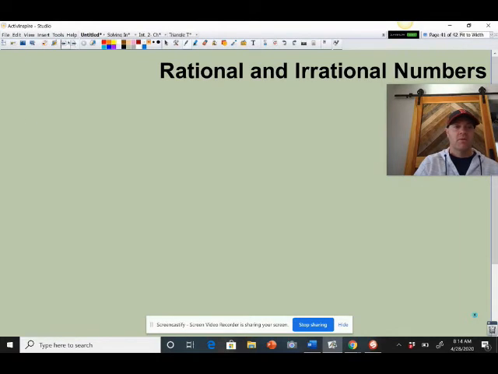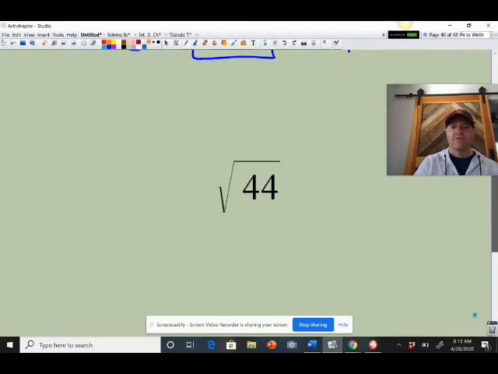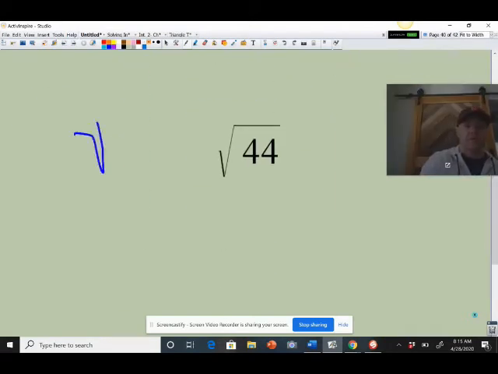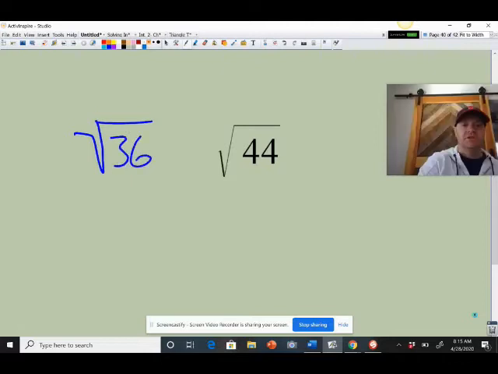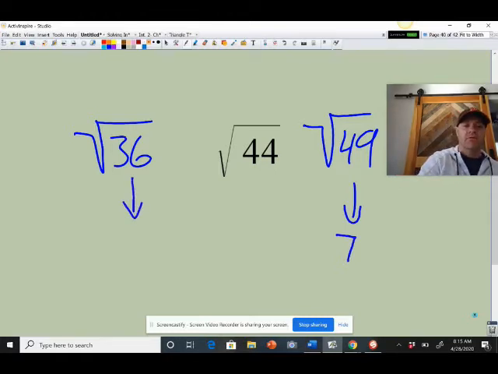So we're going to go to this square root of 44. And I'm going to take the square root of the one below, which is 36, and the square root of this one, which is 49. And I know what these answers are. The square root of 49, one number times itself to equal 49, is going to be 7. The square root of 36 is going to be 6. So that tells me that the square root of 44 is going to be in between 6 and 7.